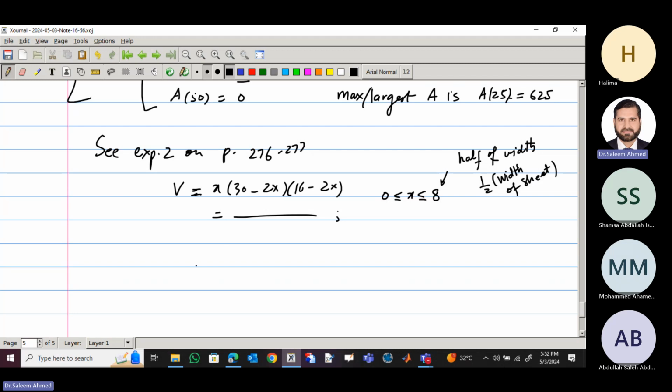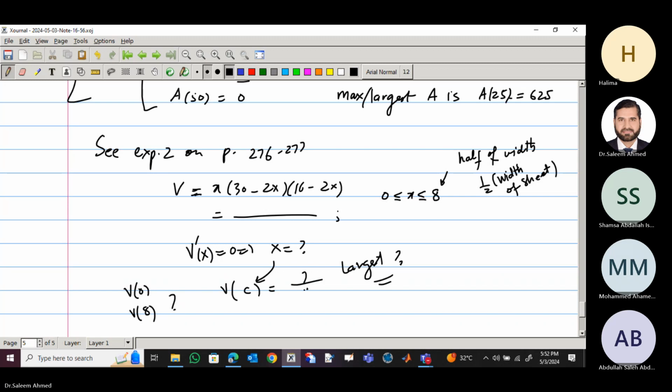So you will take the first derivative, put it equal to 0, and find the critical points. Now evaluate your function at 0, at 8, and at the critical points, and see which one is the largest. Okay.